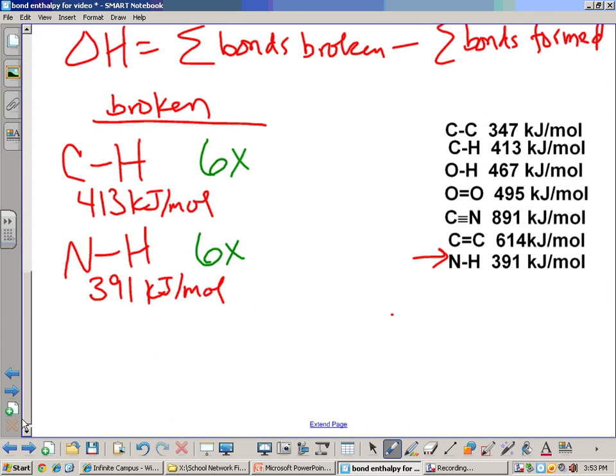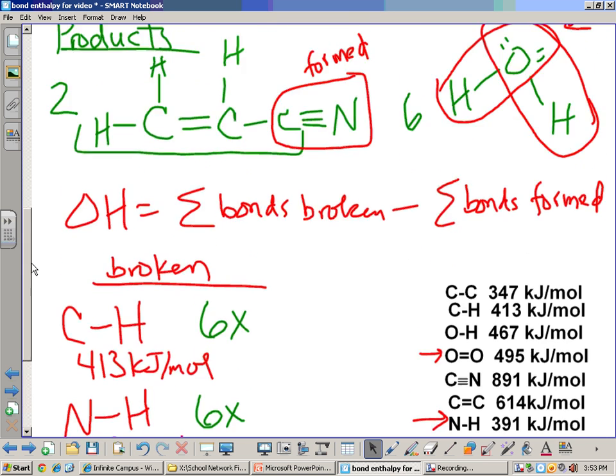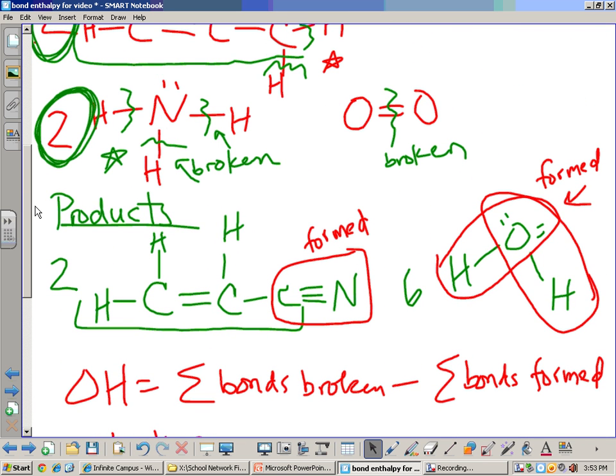We are also breaking the O to O double bond, which is right there. So that's 495 kilojoules per mole. If we have a look, how many times are we breaking that? Oh, just once, right? The coefficient for that oxygen is just 1, so we're only breaking that 1 time.